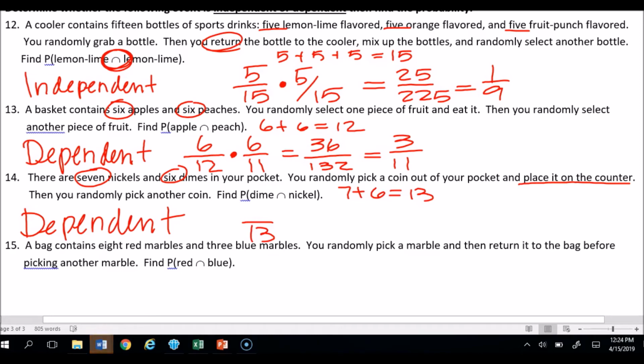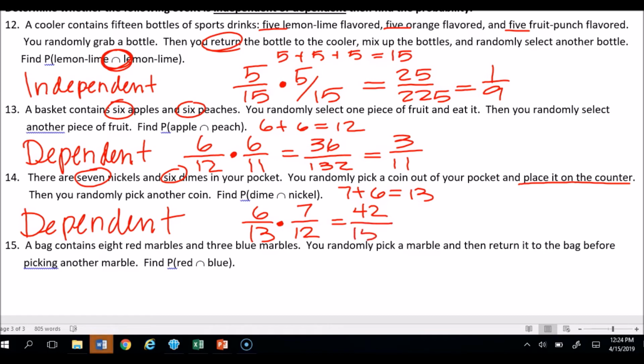It says, what's the probability that it's a dime and a nickel? Excuse me. We have 6 dimes. And then we multiply that and we took it out. So we only have 12 left. But we still have 7 nickels. So this is going to be 7 over 12. So again, when I multiply this, we get 42 because we're multiplying across the top and across the bottom. And then 156. And this again reduces to be 7 over 26.